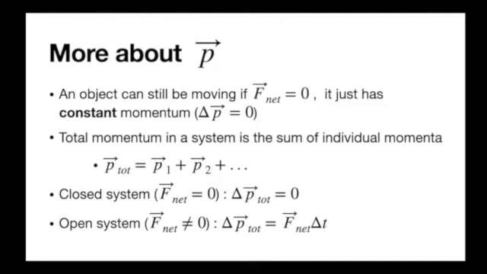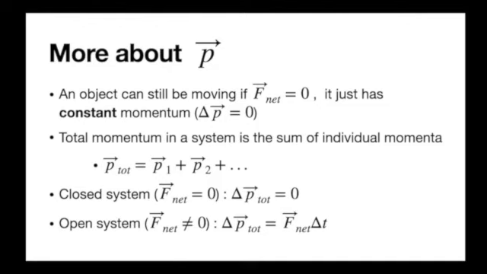When we deal with systems of objects, the total momentum in the system is just the sum of their momenta. Algebraically, we know that's adding up the components. Graphically, that would just mean summing one momentum arrow tip to tail with all the other momentum arrows. That's our total.